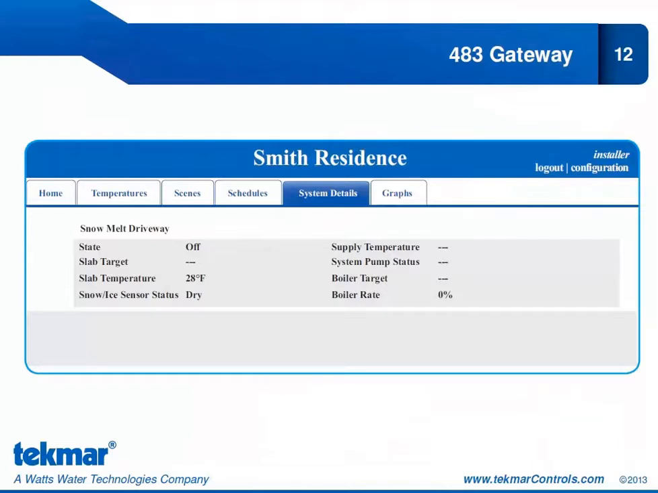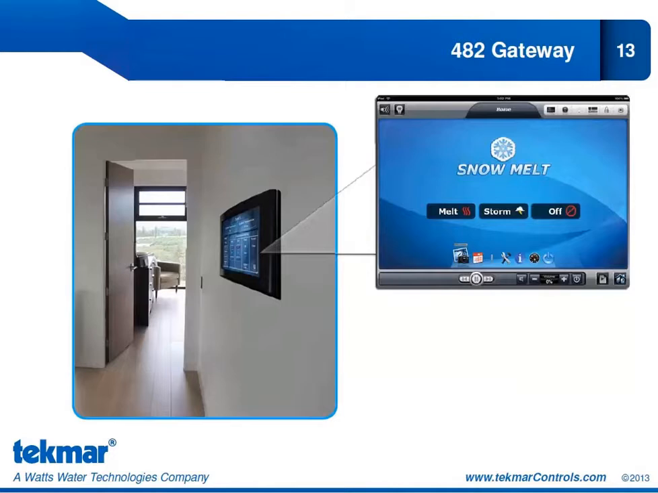And you can graph that information as well if you want to look at how it's operating over a longer period of time. We can also connect our 654 to a gateway 482. And what we can do with that is by touching our home automation screen, we can put our snowmelt system into the melt state, into the storm state, or turn it off. So it's sort of like having a user switch built into your home automation.